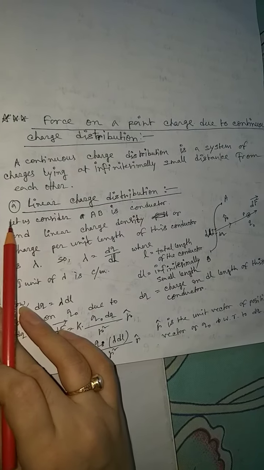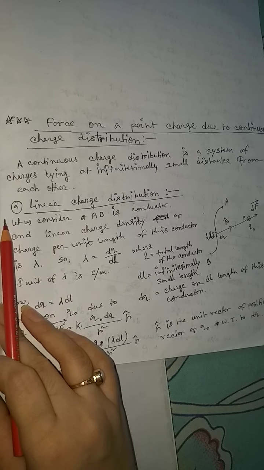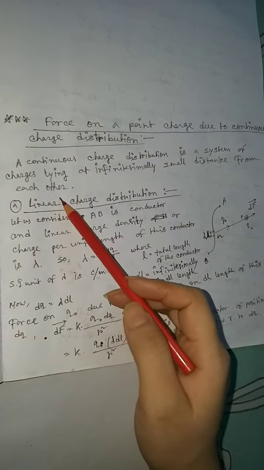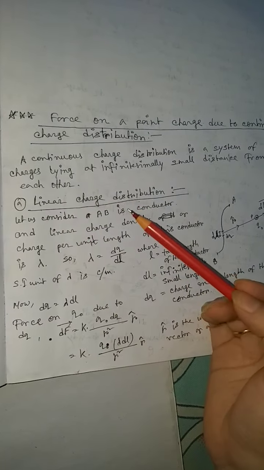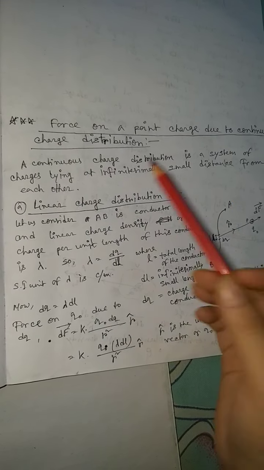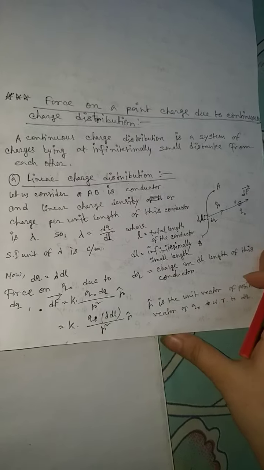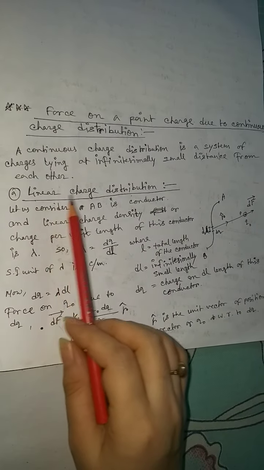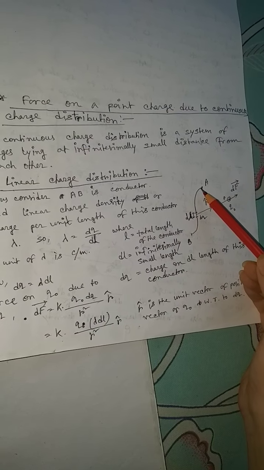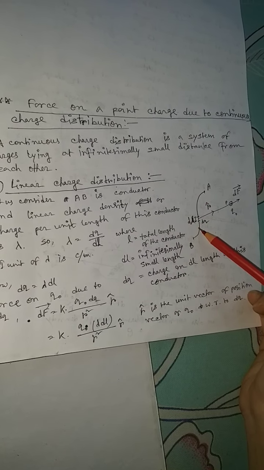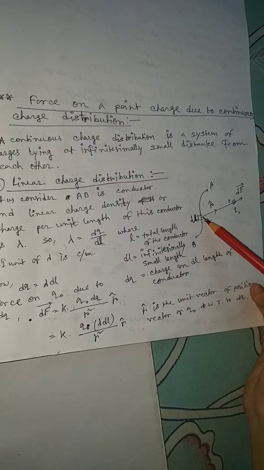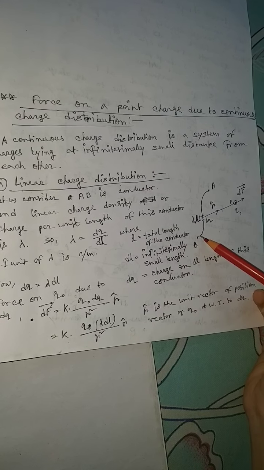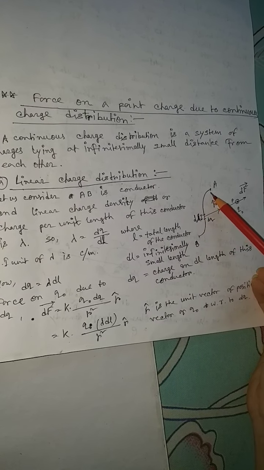A continuous charge distribution is a system of charges lying at infinitesimally small distance from each other. Okay? So the distance between two charges is very, very small for continuous charge distribution. First I am going to teach you linear charge distribution. Clear? So this is a wire which is linearly charged, that means charge distributed along length.